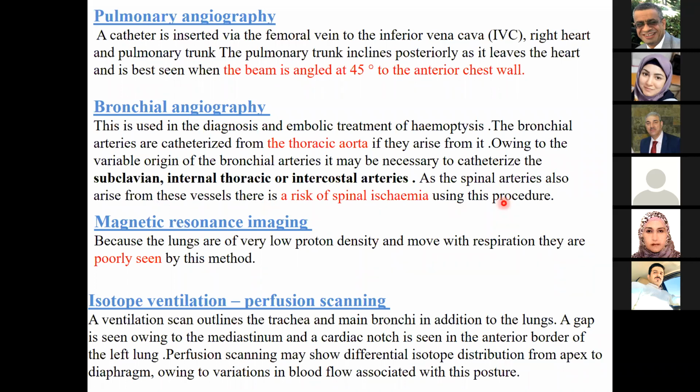The MRI. Because the lungs have very low proton density and move with respiration, they are poorly seen by this method.